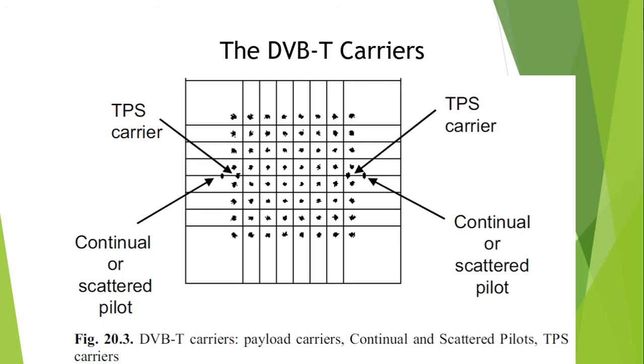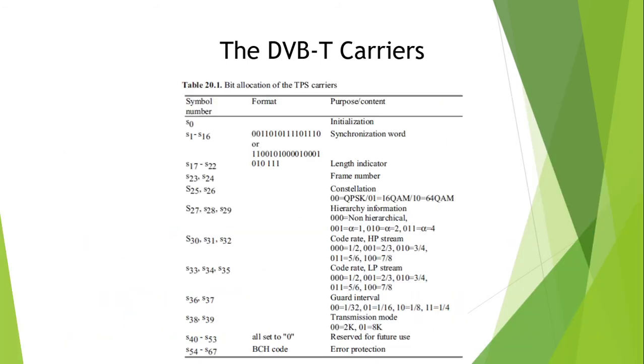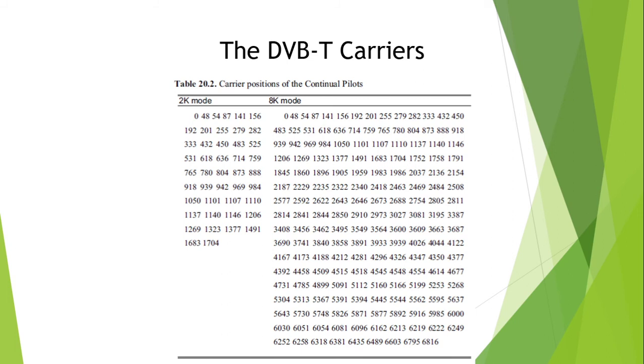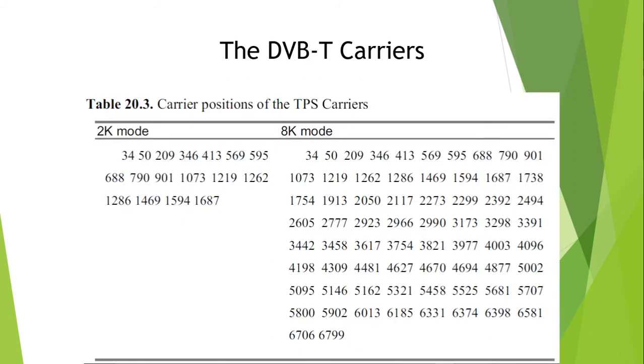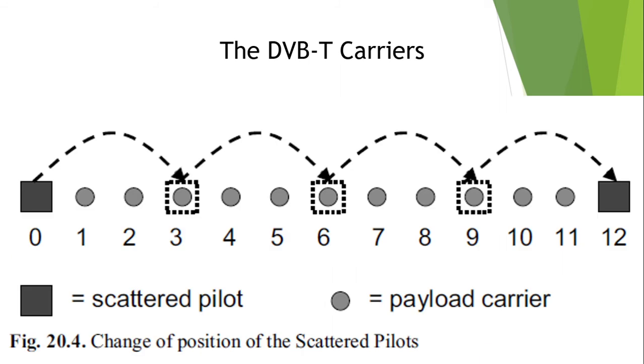The position of the continual pilots and of the TPS carriers in the spectrum can be seen from table 2 and table 3. In these tables, the carrier numbers are listed at which the continual pilots and the TPS carriers can be found. Counting begins at carrier number 0, which is the first non-zero carrier at the beginning of the channel. The various types of carriers used in DVB-T are now briefly summarized here.